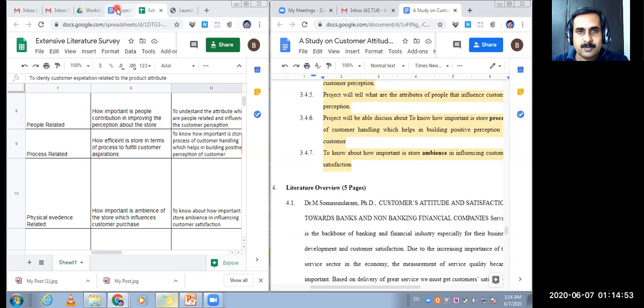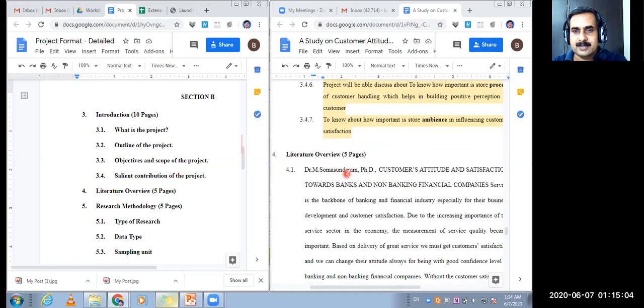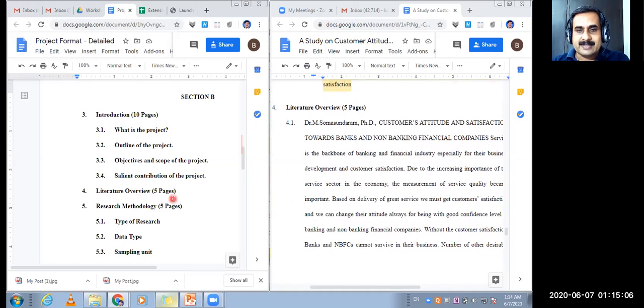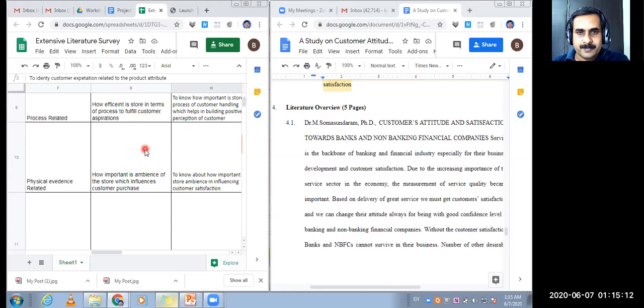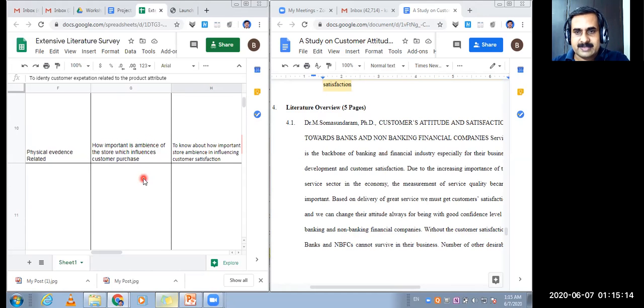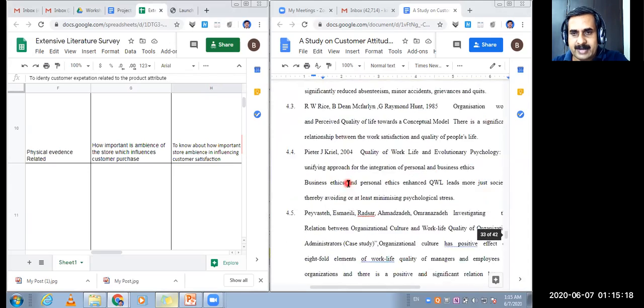And if you talk about the format, in the format we have already covered what is the project, outline of the project, objective and scope of the project, and salient contribution of the project, which we have already discussed here. Now the literature survey. As I have already shown you the extensive literature survey platform, on the basis of this extensive literature survey platform, I have mentioned all the important attributes.